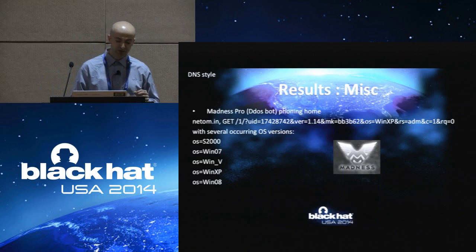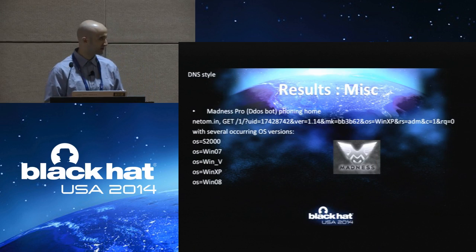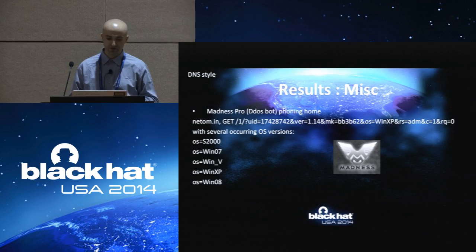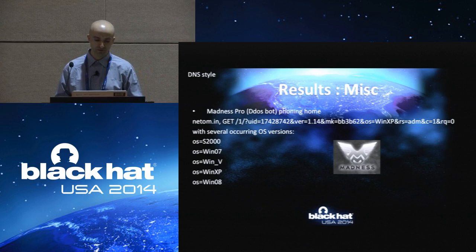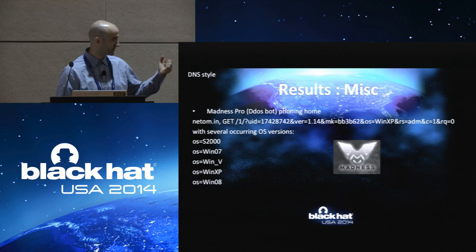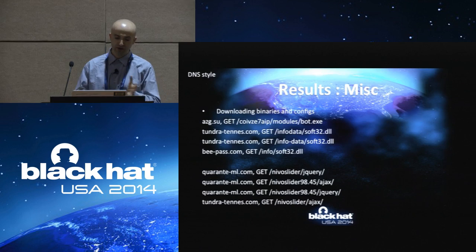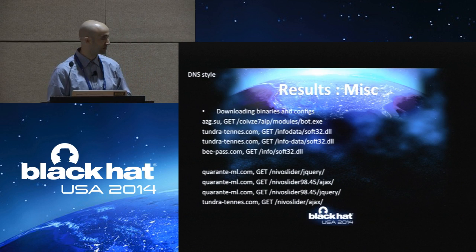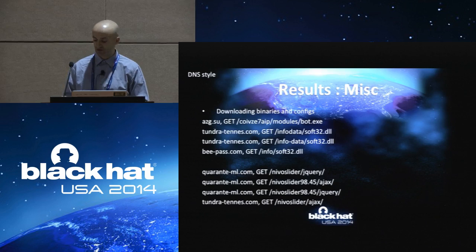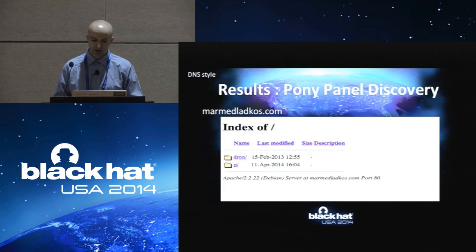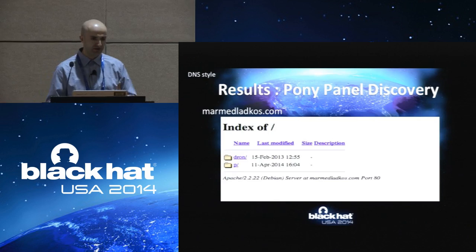And then an interesting case was this DDoS bot, Madness Pro. It was using one of these domains and it was announcing itself. Here we can see that it's announcing the operating system it's running. Then a few other examples of downloading binaries and configs from some of these fast flux domains. Now we did some more research and we found that one of these domains was also hosting a Pony panel.